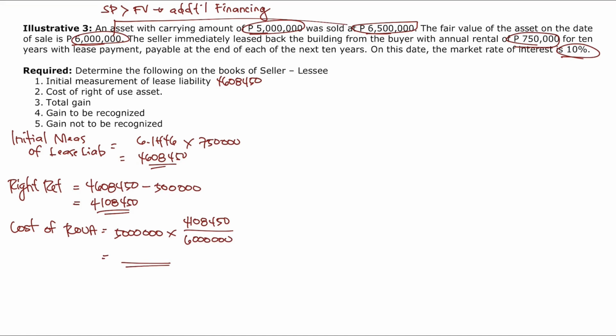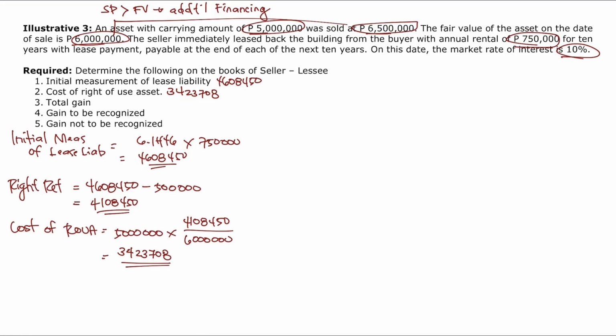So, magkano yung cost of ROUA? Cost of ROUA, once again, is equal to 5 million times 4,108,450 divided by 6 million, or this is equal to 3,423,708. So, requirement number 2, 3,423,708 will be our final answer. Okay?